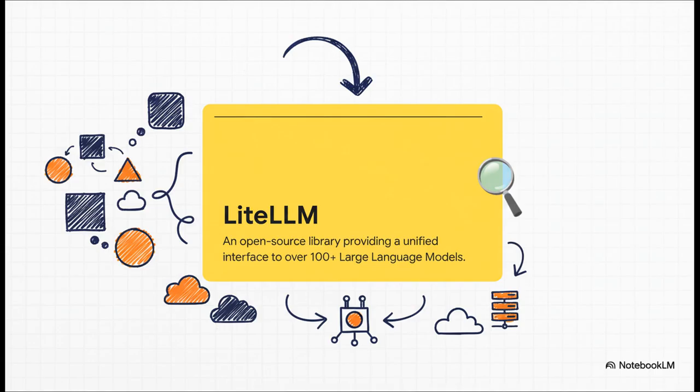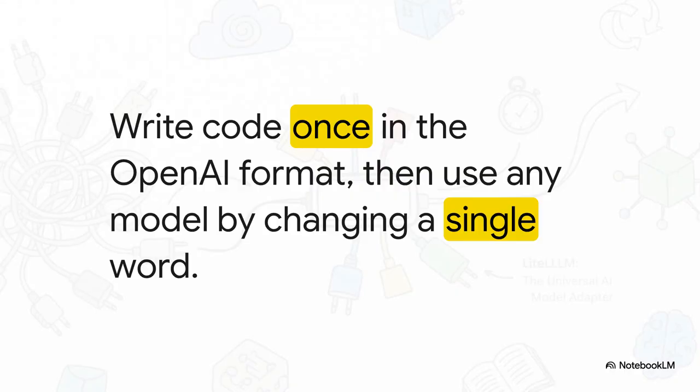And its whole job, its entire reason for existing, is to give you one unified interface to talk to, get this, over 100 different large language models. We're talking OpenAI, Google, Anthropic, Cohere, you name it. Even open source models you're running locally. And this is the really cool part. It's all about simplicity. You write your code once, and you get to use the OpenAI format that pretty much everyone knows. And after that, you can switch to any other model by changing literally one single word. That's it. Just one string.